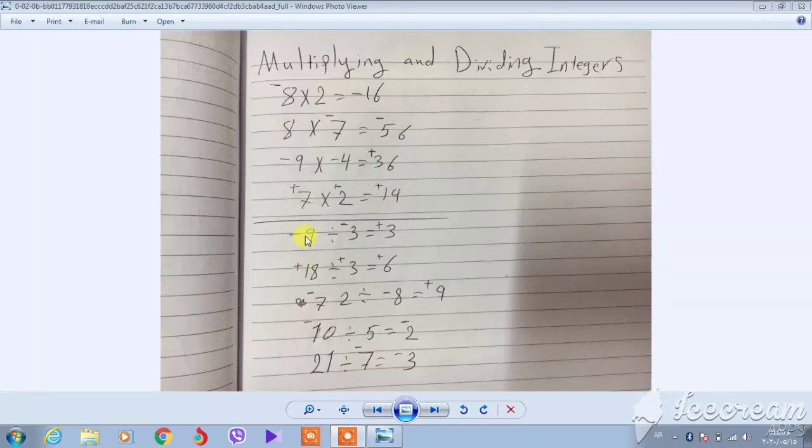If we have divide, it is the same as multiplying. Look, negative 9 divided by negative 3 equals what? Equals 3, because both of them are negative, in the answer also we have positive. In another example, we have positive 18 divided by positive 3. Because both of them are positive, in the answer also we have positive: 18 divided by 3 equals 6. In another example, we have negative 72 divided by negative 8. Because both of them are negative, the answer is positive, and 72 divided by 8 equals 9.